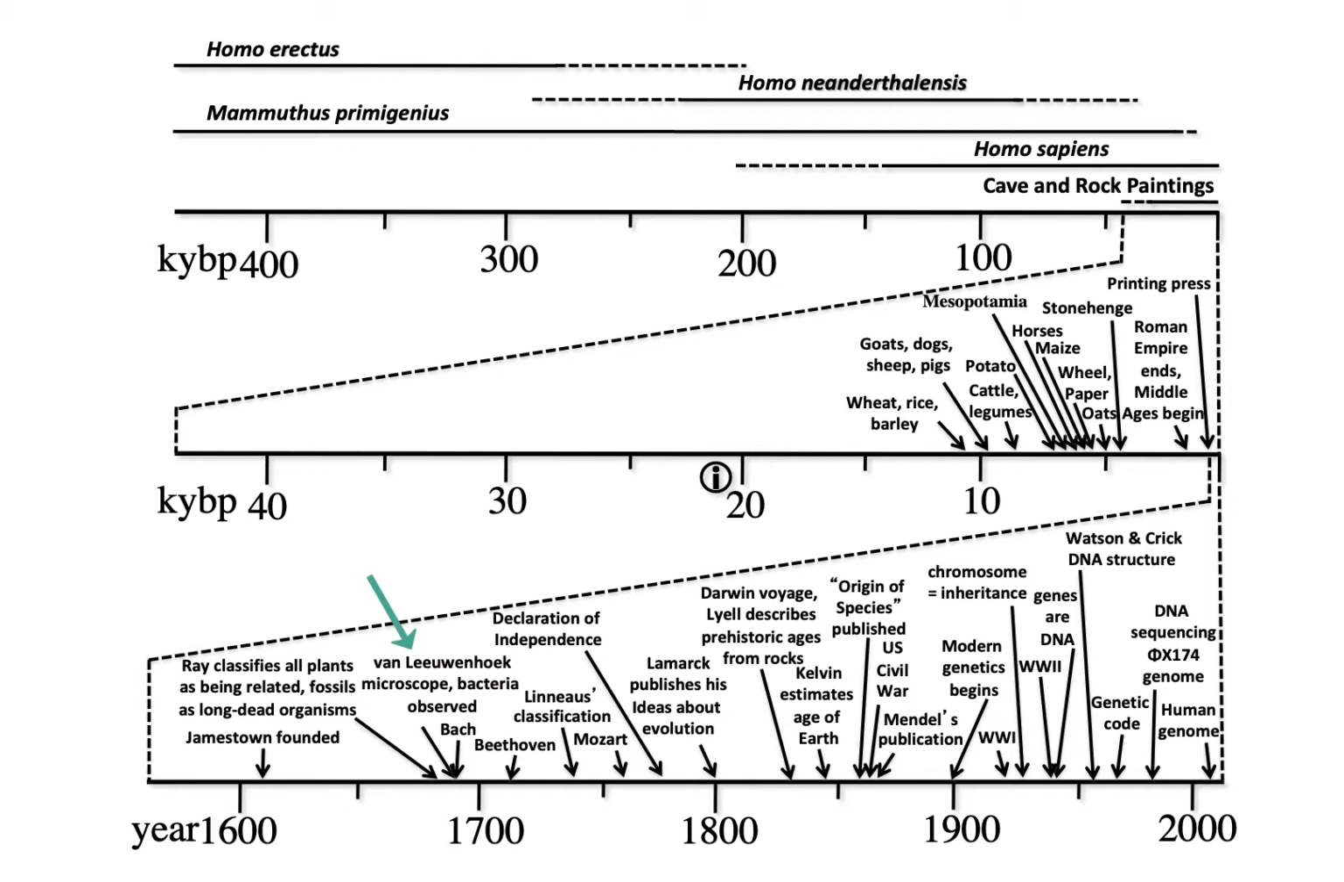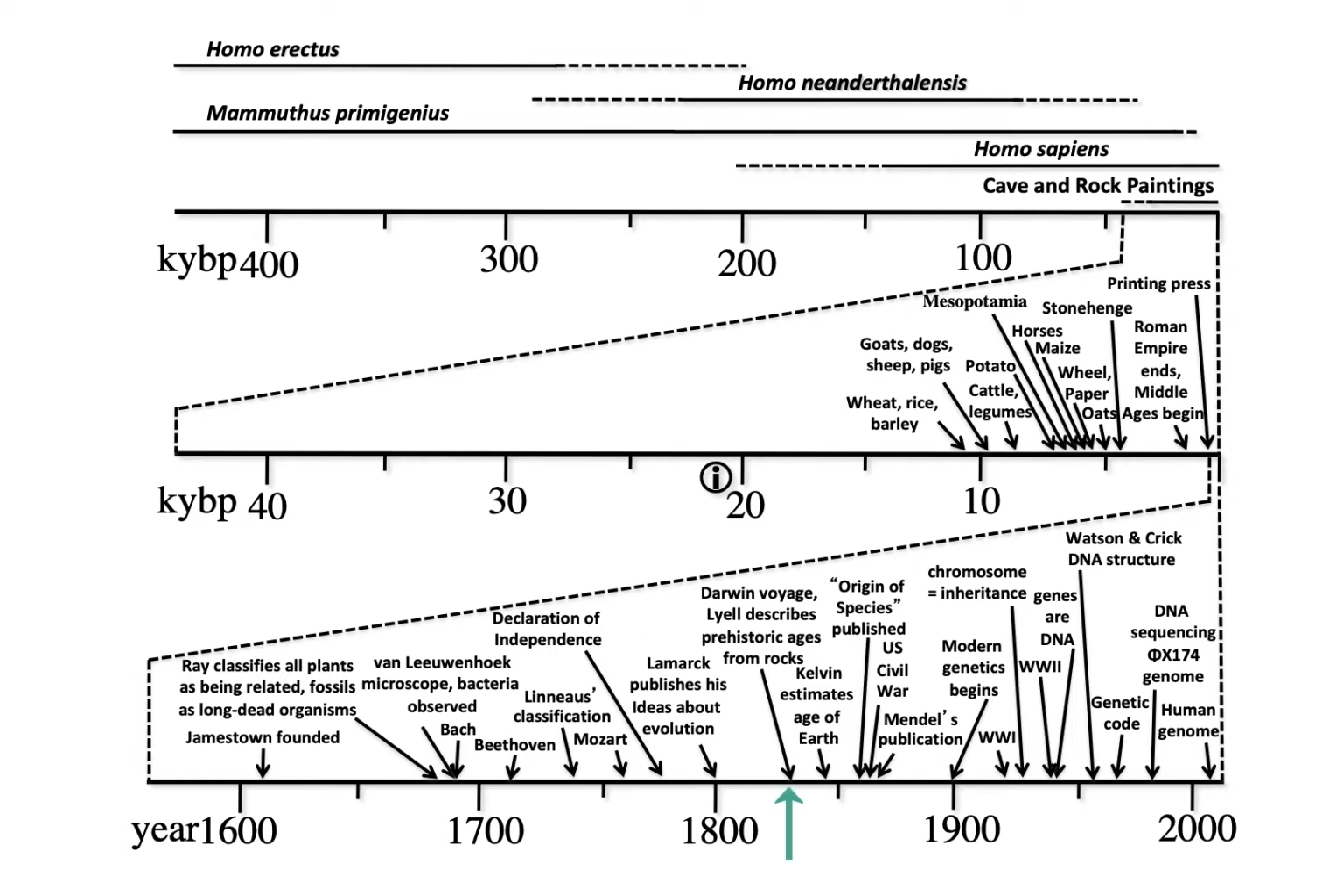This was about the time Bach was writing music, and Beethoven here, and then Linnaeus developed the classification scheme, the genus and species that we use today. Here's Mozart, and then the Declaration of Independence is signed in the United States. And right here around 1800, Lamarck was publishing his ideas about evolution, and that's where the environment was causing changes in the organism that led to their survival, getting longer necks in the case of giraffes, etc.